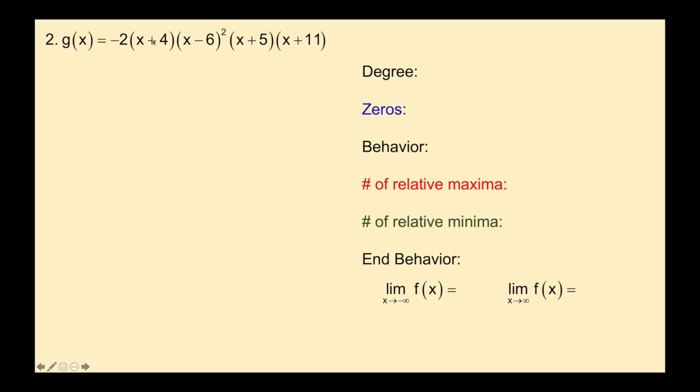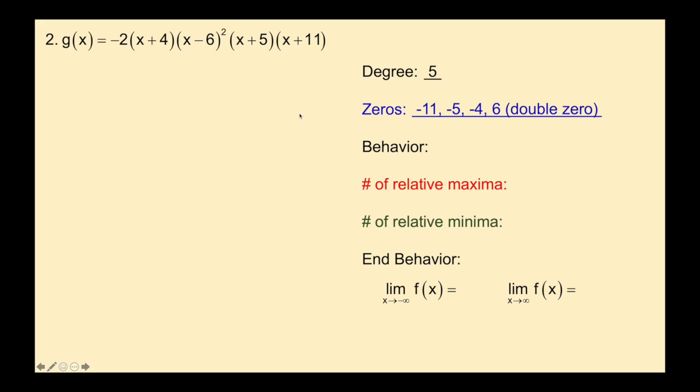For model 2, we do the same thing. We look at the degree, so here is going to be 1, 2, 3, 4, 5. This is a 5th degree. As far as our zeros, with this -2 right here, I don't need to set that equal to 0. Even if I did, I wouldn't have anything to solve for, so this isn't going to give me any zeros. This right here is going to give me a -4. This is going to give me 6, which is a double root. This is going to give me -5, and then this one gives me -11. So I have a total of 4 locations there, one being a double zero.